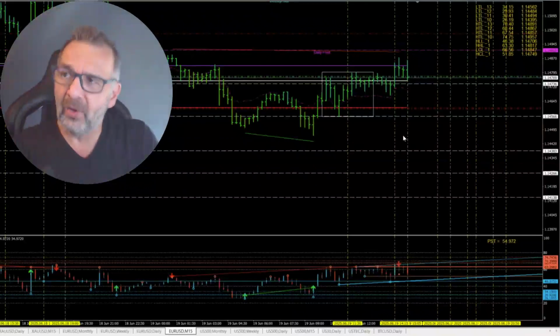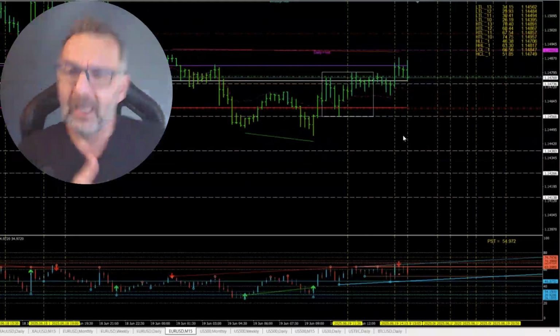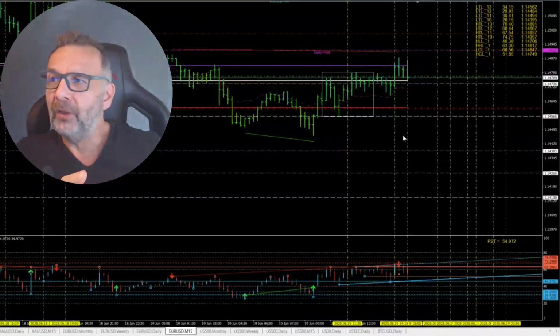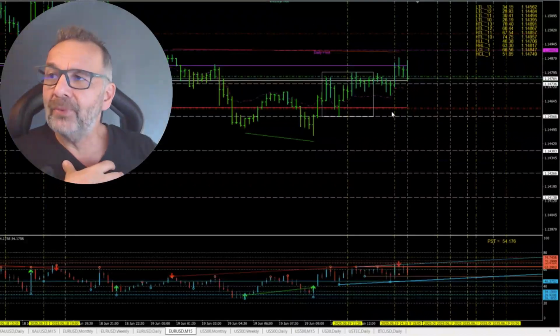The reason why is it's already done that, it's already swept it, so if it does go up, it shouldn't go any lower because it's been there. All right, it's been there once, twice, 3 times, and it hasn't broken any lower.